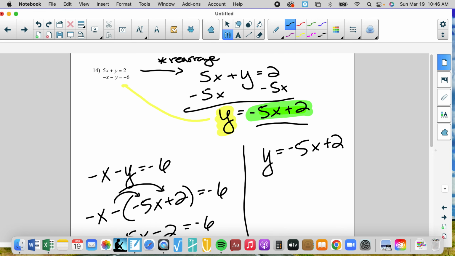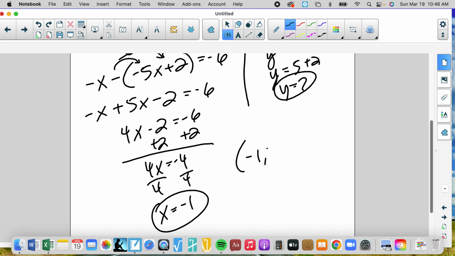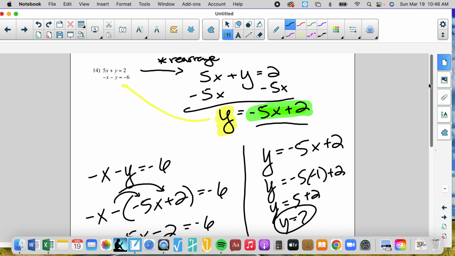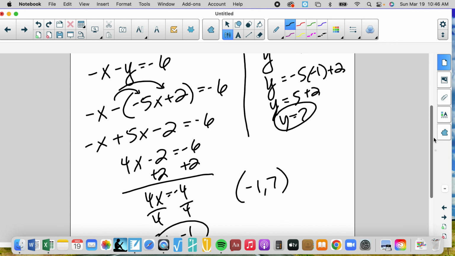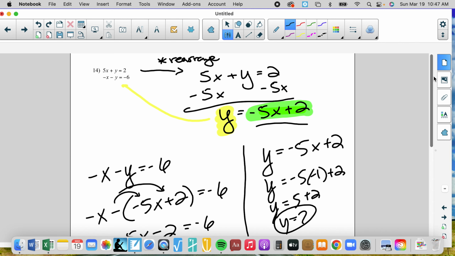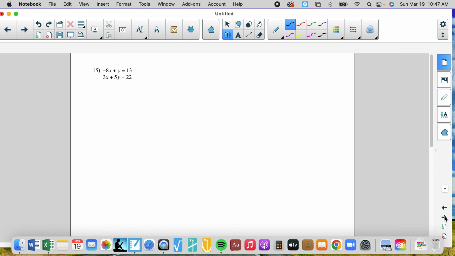So x is negative 1. Y equals 5 plus 2. Y equals 7. So I think my solution is negative 1, 7. Negative 1 into negative x gives me positive 1. Positive 1 minus 7 is negative 6. That worked. Negative 1 for x. Let's do the top equation. That's negative 5 plus 7 is positive 2. That worked.